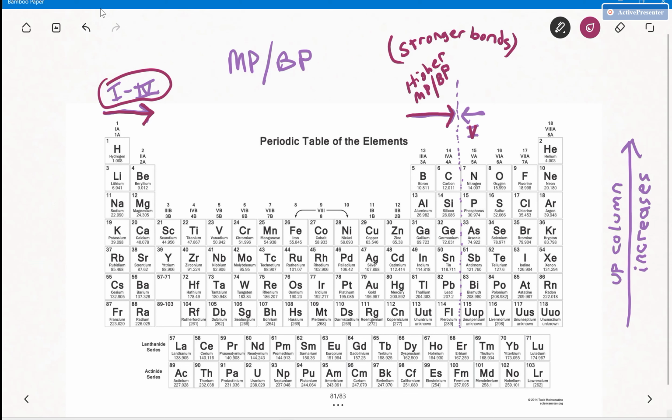But then as soon as you get up to column 5, for some reason, it drops. It goes down, the melting point and boiling point goes down and gets colder, so you don't have to warm it up as much as you need to do with other things in order to get it to melt or boil. And then it just sort of plateaus until you get over here to column 8.